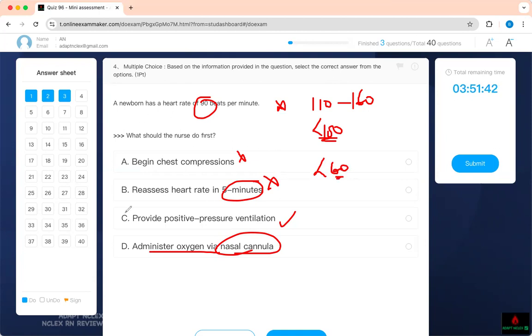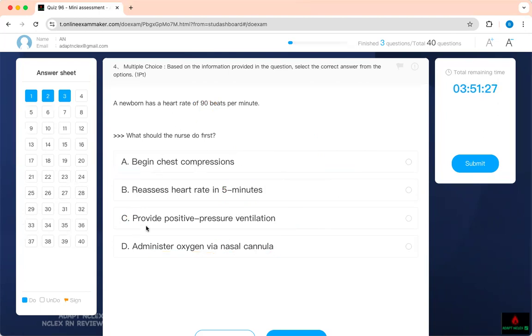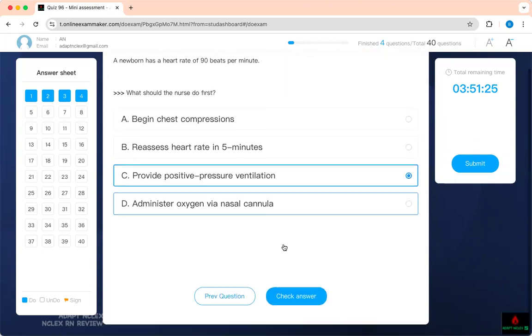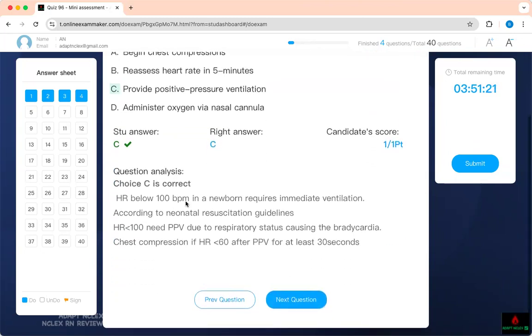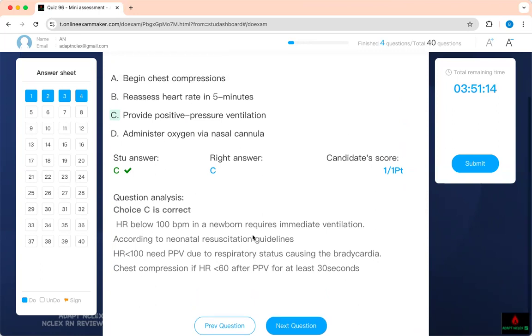You still have to provide positive pressure ventilation, and then wait for at least 30 seconds to a minute. If it doesn't resolve, then you start chest compression. So chest compression is indicated when the heart rate is less than 60. So for this guy, ventilation is the best answer. You can see the reason here, but if you need content, check out Dr. NCLEX regarding neonatal resuscitation.